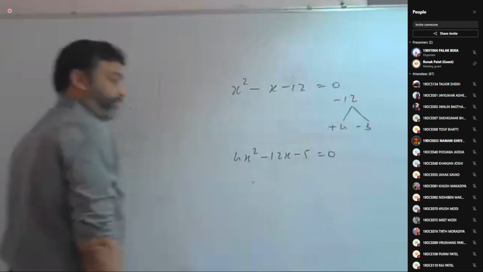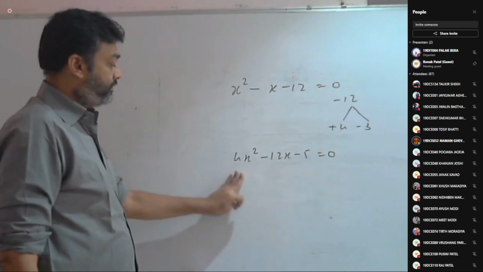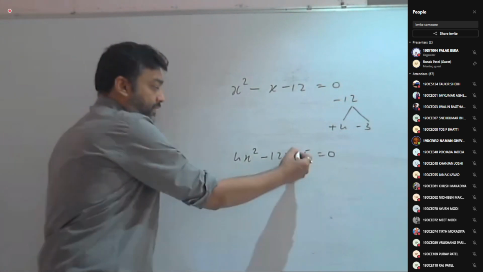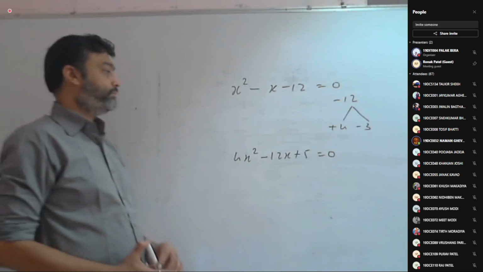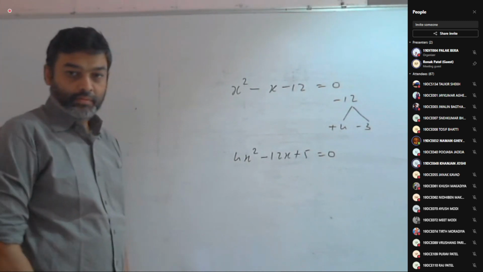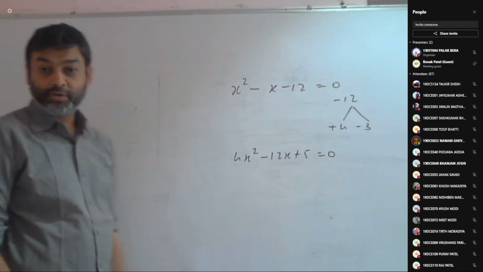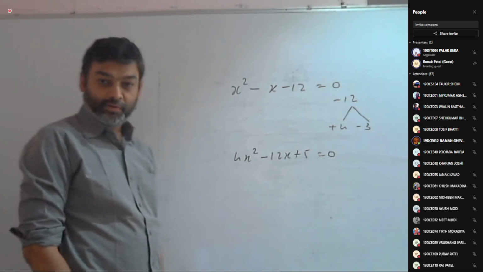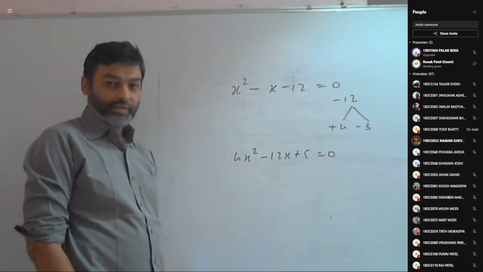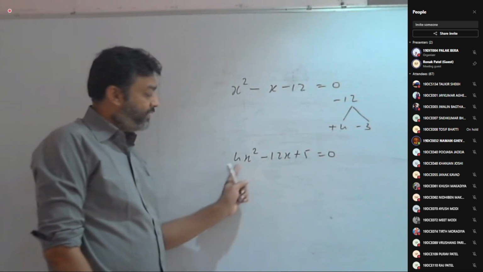Can you factorize this and get me the roots? Just plus 5, sorry. 10 and 2, minus 2. No, those are not roots. No, no, no. Minus 10, minus 2. No, 10 and 2 are not roots, that's not also the root. Here understand, 4x square is there.